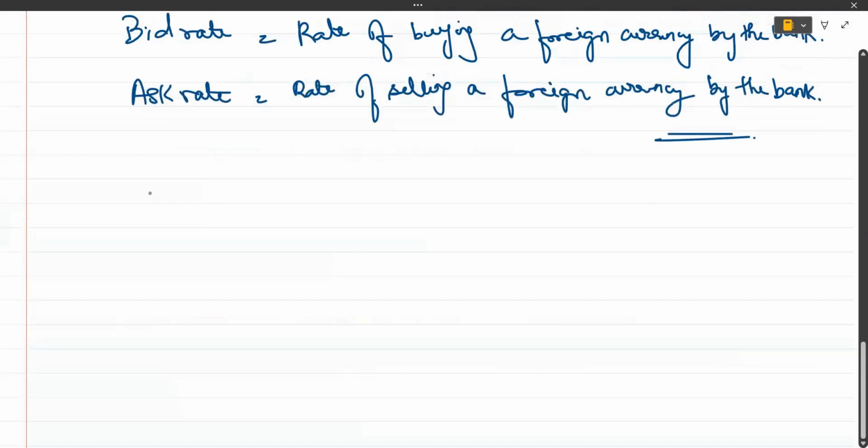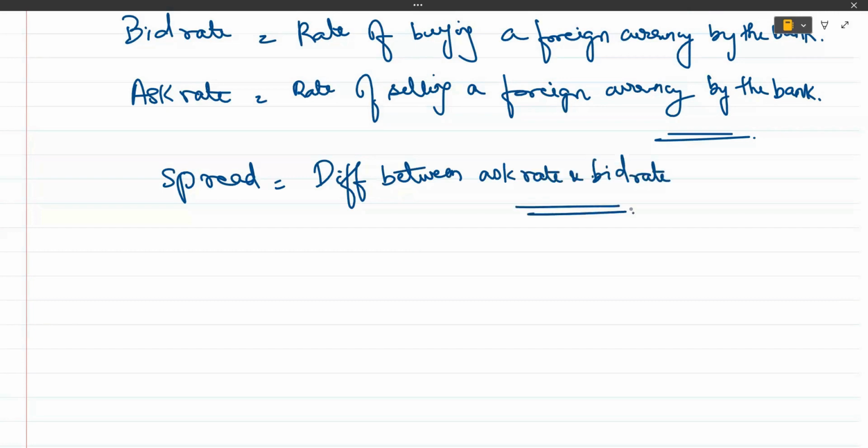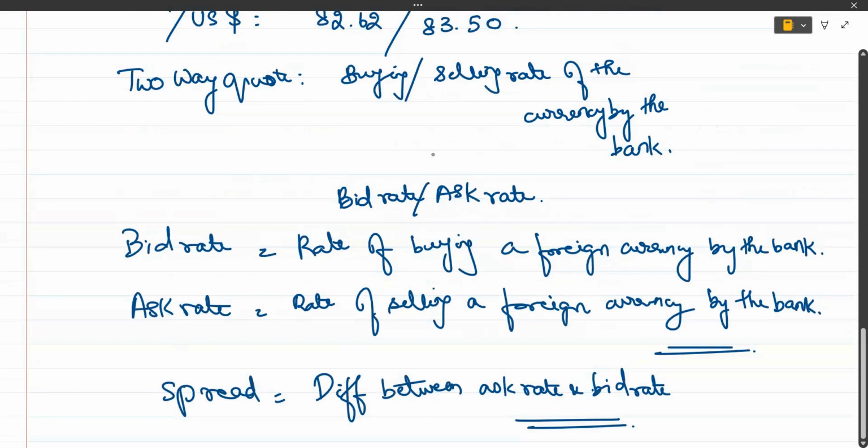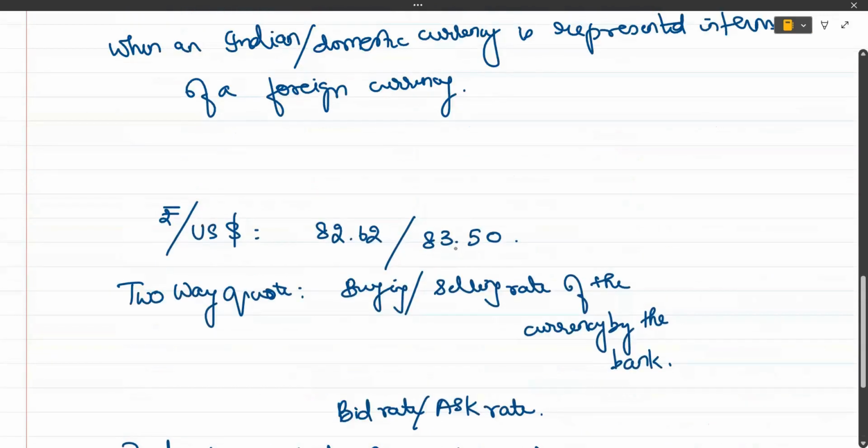Okay. So in forex transactions, what is the benefit for the bank? The benefit for the bank is called spread. That spread is the difference between ask rate and bid rate, which is the profit made by the bank in foreign exchange transactions. This happens when it is a two-way quote. Predominantly, it will be two-way quote only. In very, very rare situations, it will be one-way quote. So this is how a two-way quote is presented.